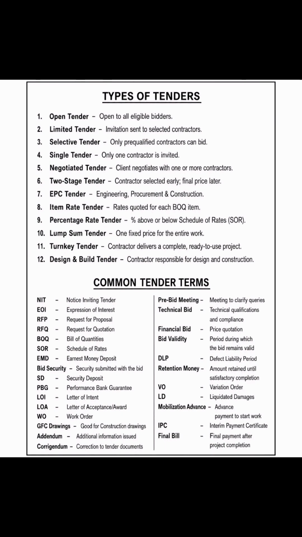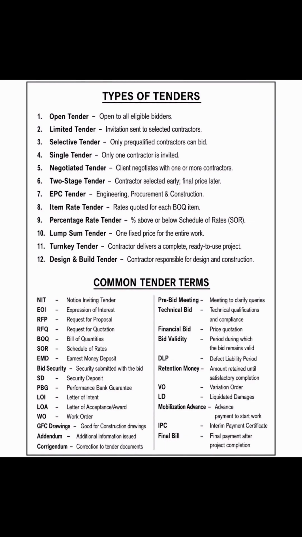Then DLP, that is defect liability period. Then we have the retention money. For retention money, that is the amount retained until satisfactory completion. So when you go for such a bid, they tend to retain a particular amount. It's usually in your contract document, whereby so and so amount is retained until the project's satisfactory completion. Then we have the VO. Then we have the LD, that is liquidated damages.